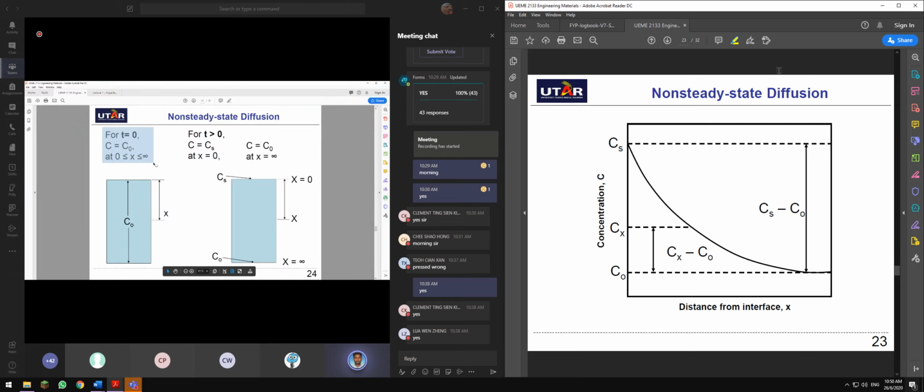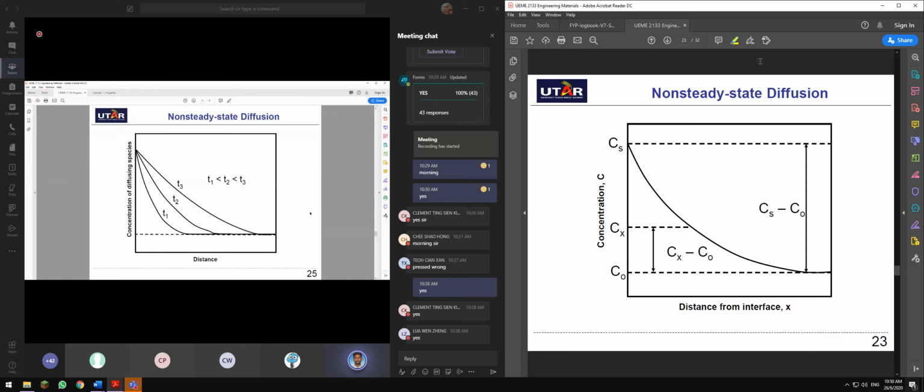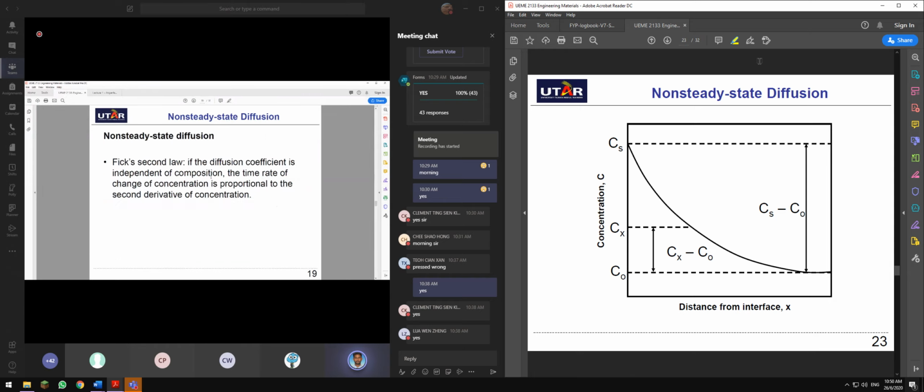For t equal to 0, before it starts, the concentration is C0 at x between 0 and infinity. When the diffusion begins, t is above 0, and diffusion starts at the surface. So the concentration at the surface is Cs at x equal to 0. Diffusion takes place here until it travels further and reaches the concentration of C0 at x equals infinity. Try to understand this. This is just a repetition of this.